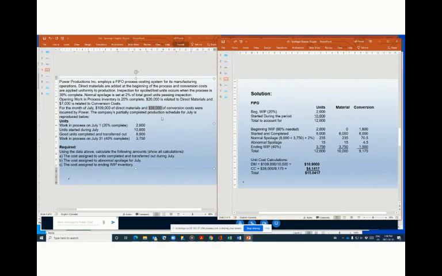So you should be able to see the question still on the left side, right? So this is all the data that we've got. And on the right would be this physical units flow, which we've already discussed, right? We've got beginning WIP of 2,000. We've got the 10,000 started. What happened to those 12,000 units? Well, we had to finish off the first 2,000. We did 6,000 more, and that brought us up to the 8,000 that we shipped out.